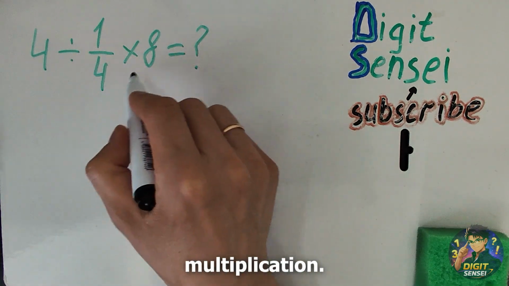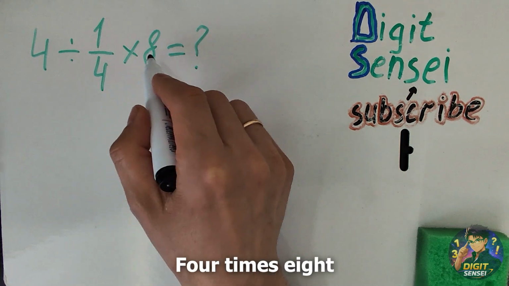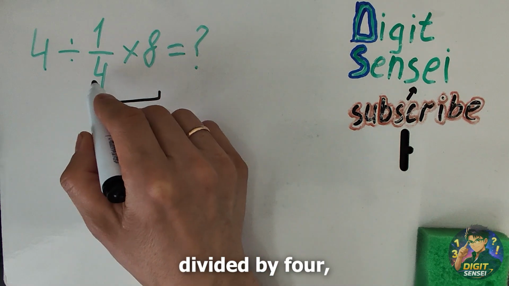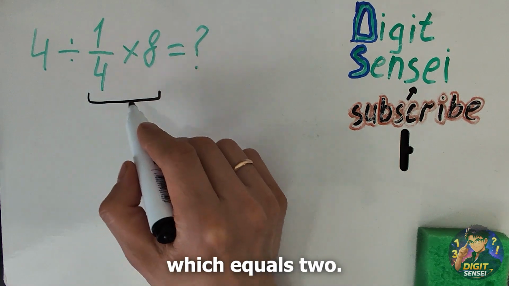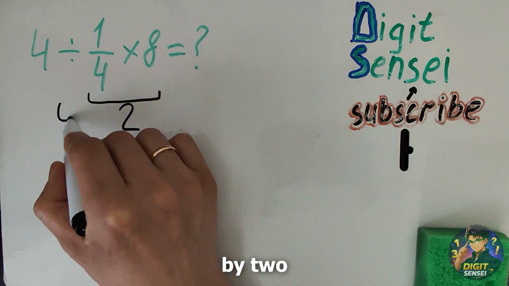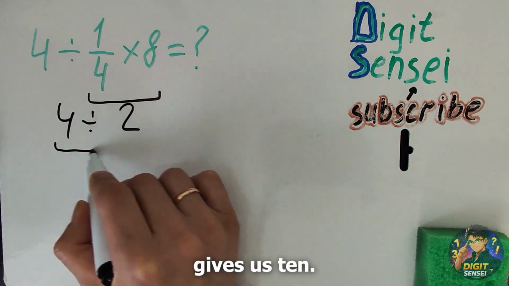First we do this multiplication. 1 over 4 times 8 is the same as 8 divided by 4, which equals 2. So 4 divided by 2 gives us 2.